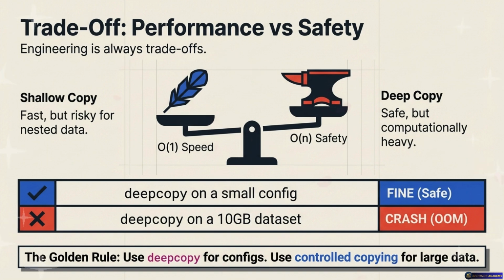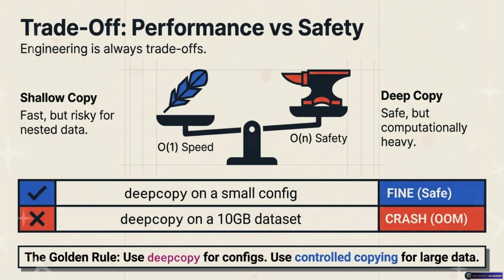Right. But if I pass a 10-gigabyte pandas data frame containing my entire training corpus into a deepcopy function. Oh boy. The recursive explorer will attempt to visit and duplicate every single cell in that data frame. Your CPU usage will spike to 100%, your memory will instantly double, and the operating system will forcefully kill your program with an out-of-memory error. It's a kamikaze move. Completely. You take the whole server down with you.